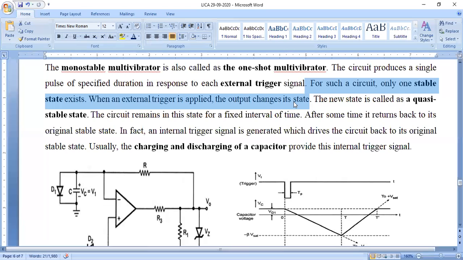So the state of the multivibrator is always changed with the help of the external triggering circuit which we connected. That means after the stable operation, it goes to a quasi stable state. So the output behavior is changing from stable condition to quasi stable condition. The circuit remains for a particular fixed interval of time. Either in the stable behavior or in the quasi stable behavior, the circuit will operate for a particular fixed interval of time.